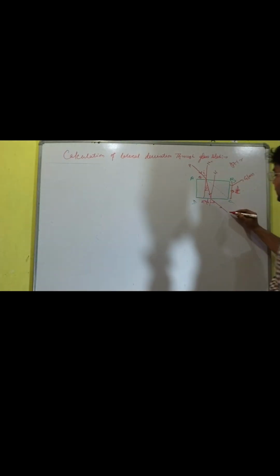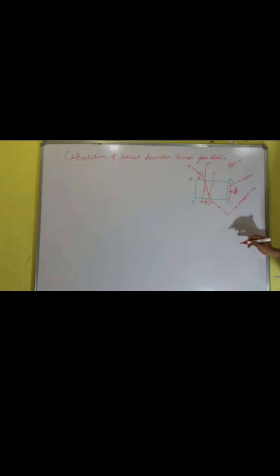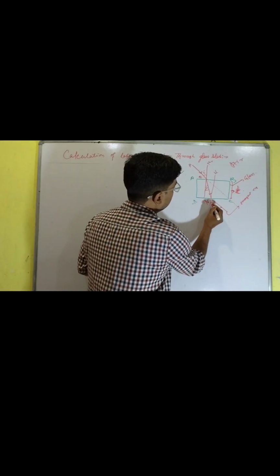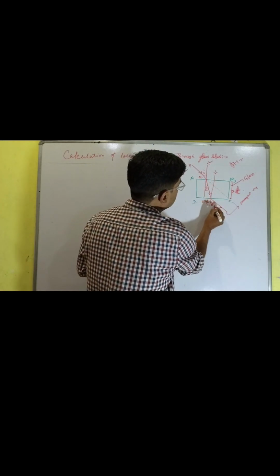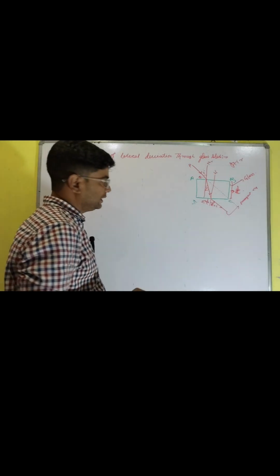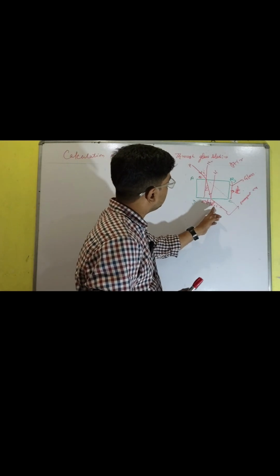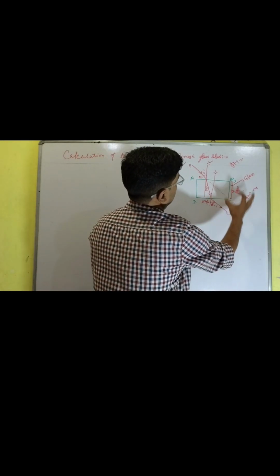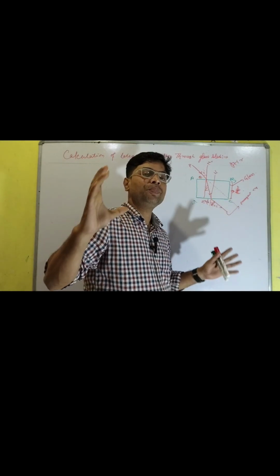Now the question is what? This ray is called the emergent ray. The angle created by the emergent ray with the normal is called angle e, the emergent angle. The emergent angle is equal to the angle of incidence. Clear? Now the important thing is that the incident ray and the emergent ray must be parallel to each other.